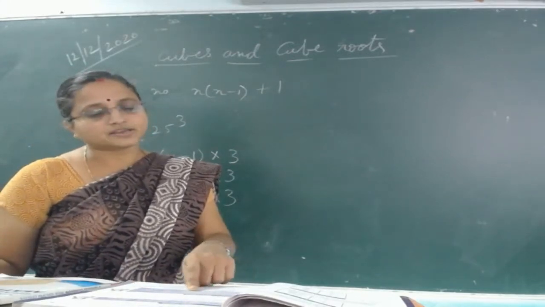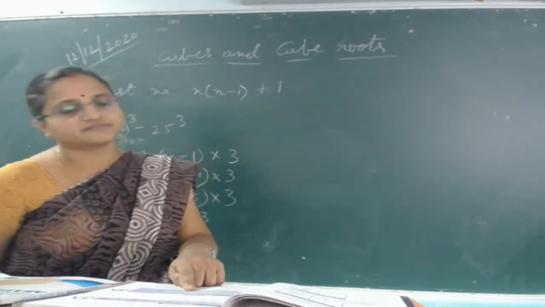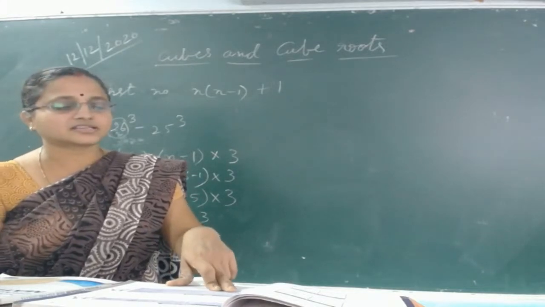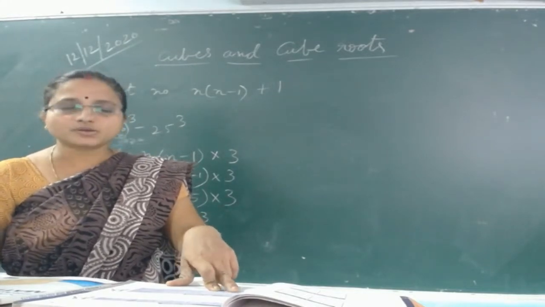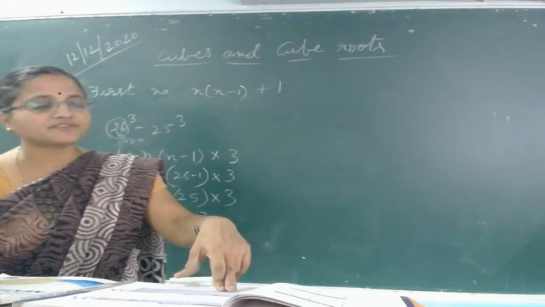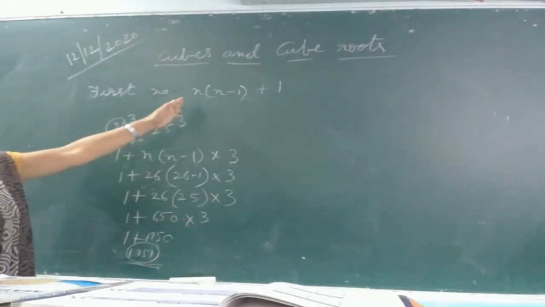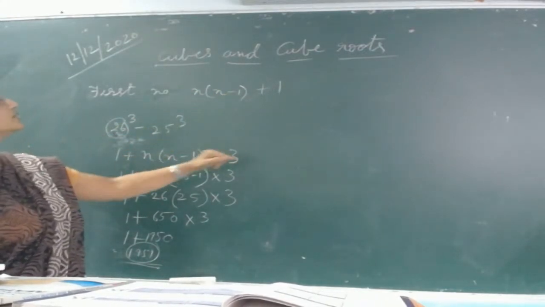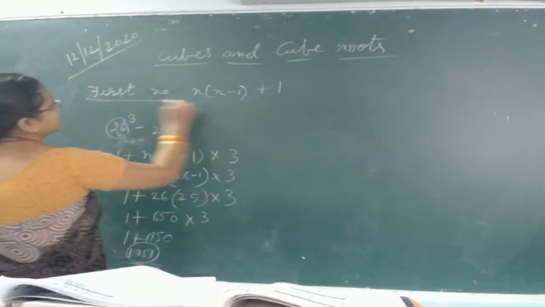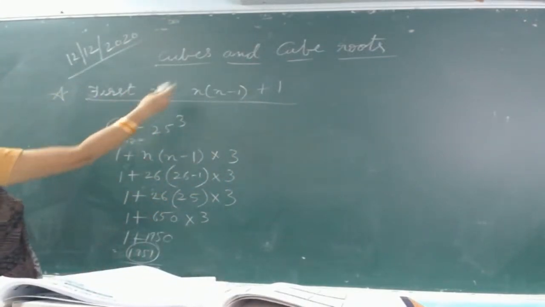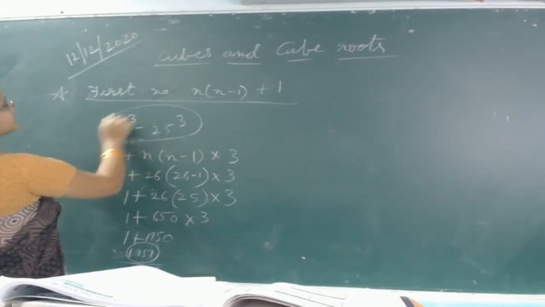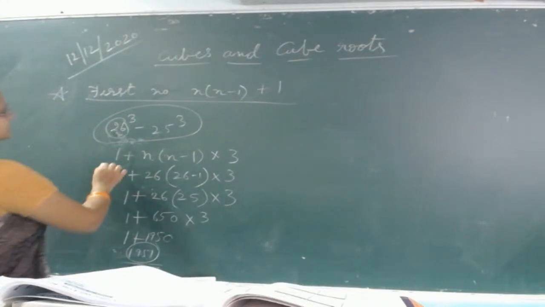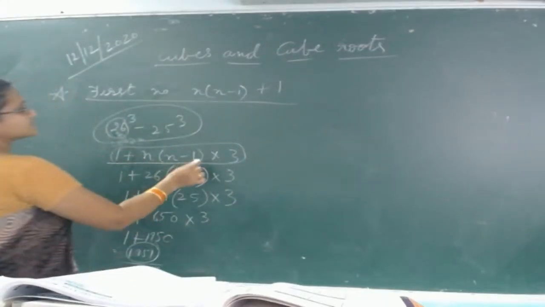And using the above pattern, find the value of the following. One more sum was given in the try this exercise. Here 7 cube minus 6 cube was given. 7 and 6 are two consecutive numbers. If you want to know the difference between these two, you have one more formula, that is 1 plus n into n minus 1 into 3. So today, to know the first number, we have one formula, from which number the answer starts. And to know the difference between cubes of two consecutive numbers, one more formula is there, that is 1 plus n into n minus 1 into 3.